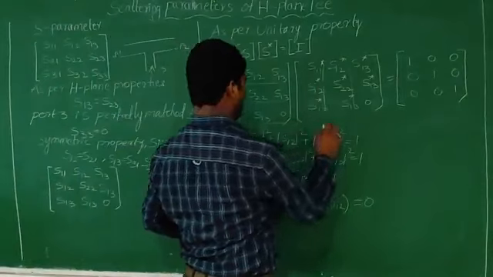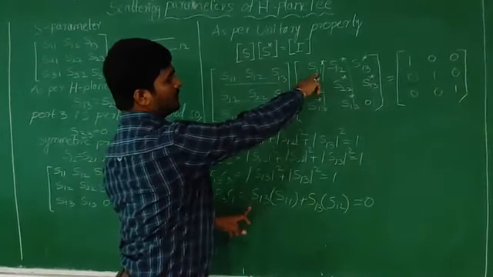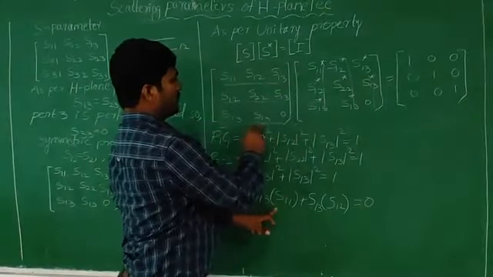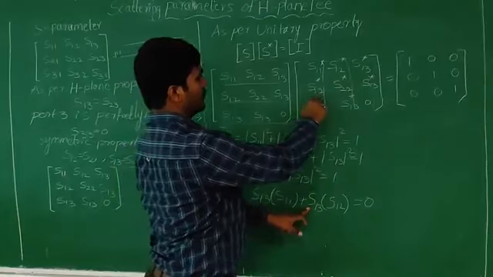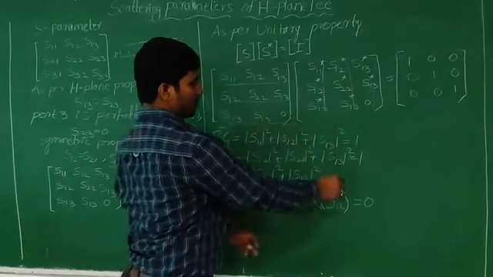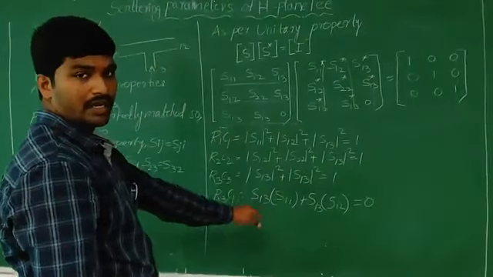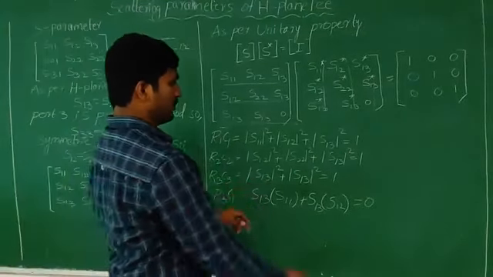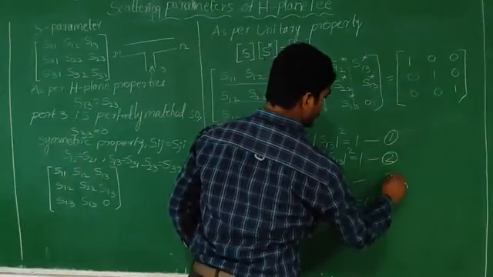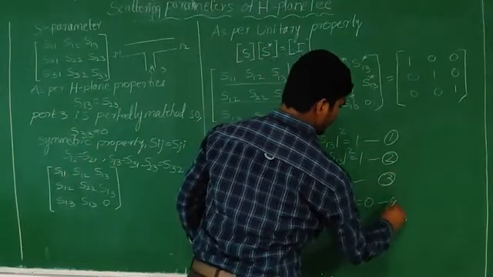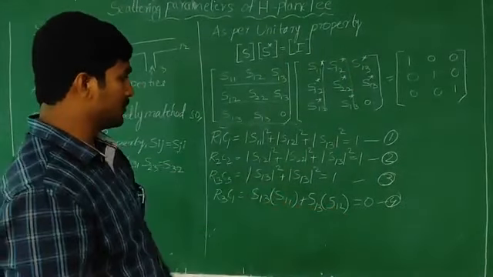R3 C1 is S13 times conjugate of S11 plus S23 times conjugate of S12, and S33 times conjugate of S13 is 0. That one we are taking as 0. By using this value, we can derive S33. It is equation 1, 2, 3, 4. By using these equations, we can find out the values.